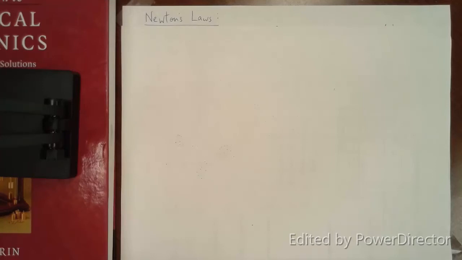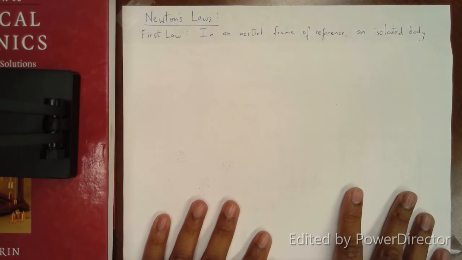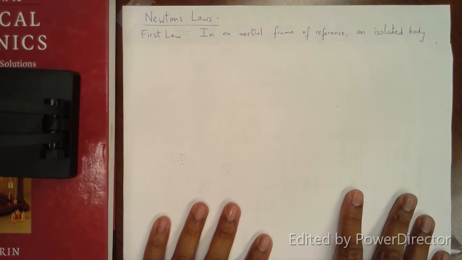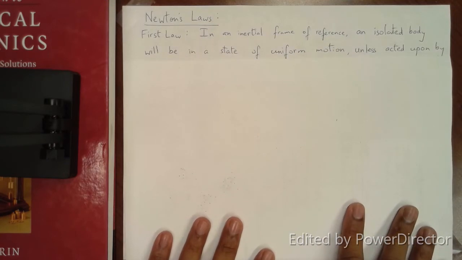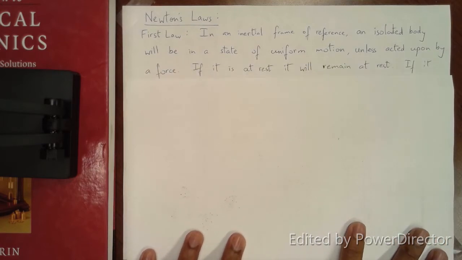In this video, we will look at Newton's three laws of motion. The first law states that in an inertial frame of reference, an isolated body will be in a state of uniform motion unless acted upon by a force. If it is at rest, it will remain at rest.